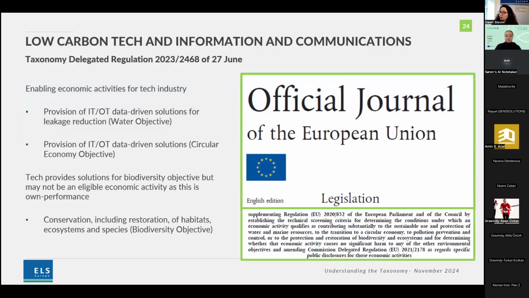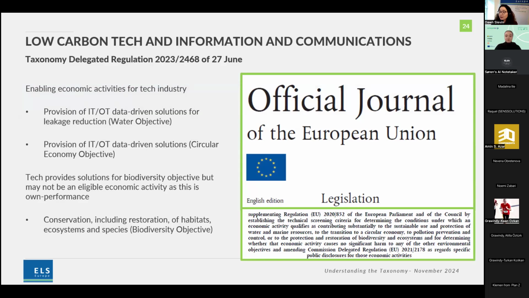So now I'm going to delve into the environmental delegated regulation. This was for the 4 environmental objectives. We looked at the 2 climate objectives there. And some of the activities that are in there are provision of IT, OT, information technology, operational technology, data-driven solutions for leakage reduction. So this would be in the wastewater or water provision industry. And also IT, OT for the circular economy objective.